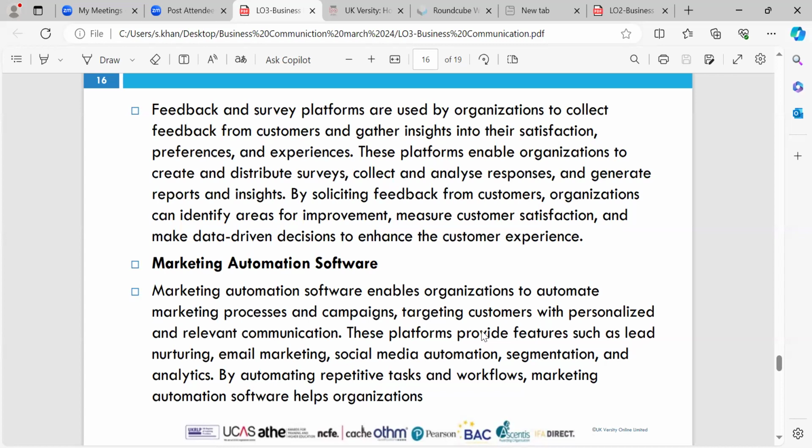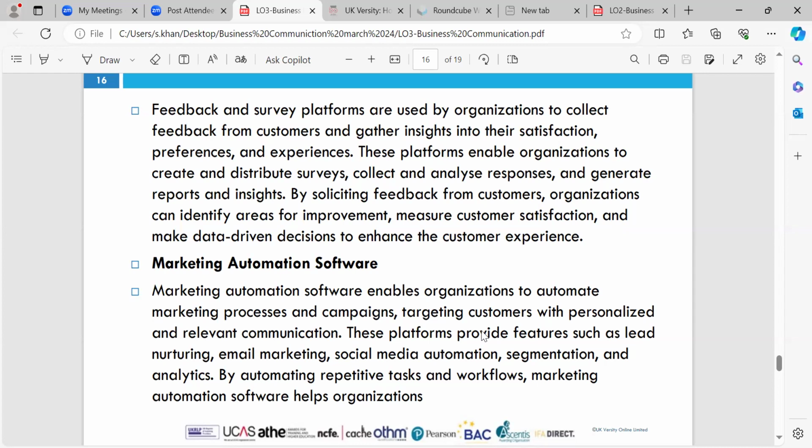By soliciting feedback from customers, organizations can identify areas for improvements, measure customer satisfaction, and make data-driven decisions to enhance any sort of customer experience, and identify that they are providing a strong relationship with their customers.